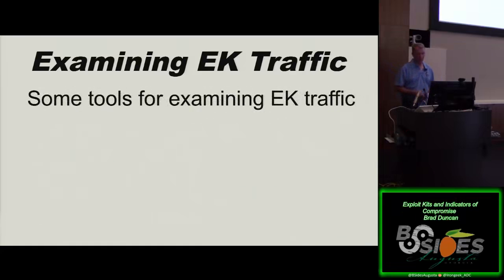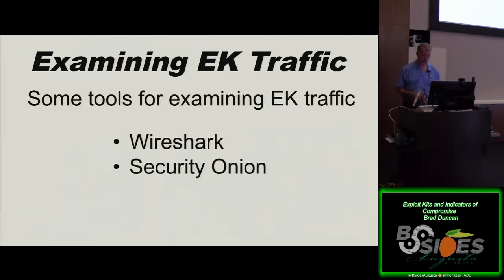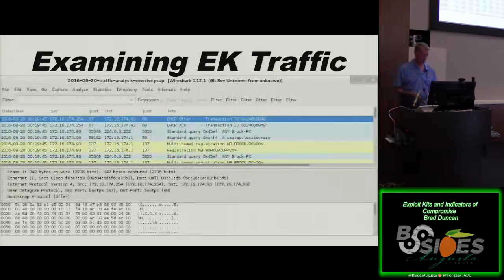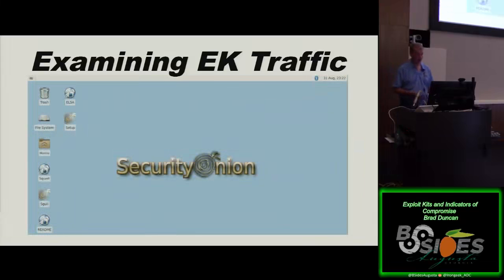Some of the tools I use for examining exploit kit traffic: first there's Wireshark, Security Onion, which I talked about yesterday, and Snort or Suricata, which are intrusion detection systems, IDS programs that I can use to generate alerts on the traffic and see what I've got. There's a screenshot of Wireshark, for what that's worth. There's a screenshot of Security Onion. And I will be forever indebted to both of those, Doug Burks and the crew at Security Onion and the people behind Wireshark, because without those I wouldn't be where I am today.